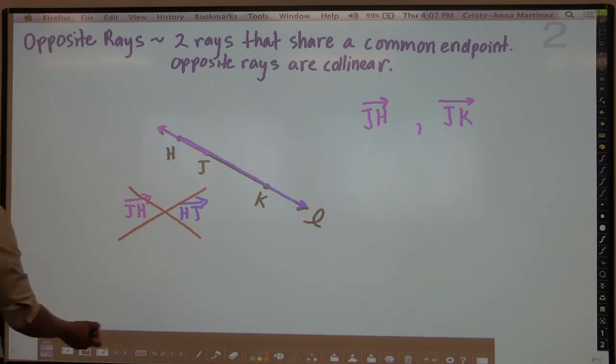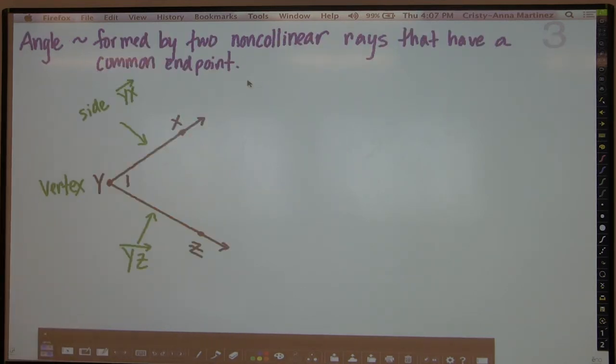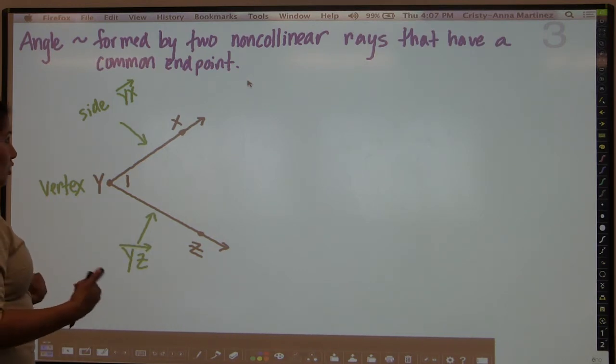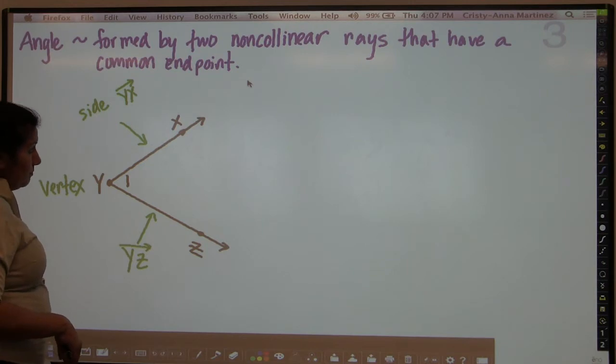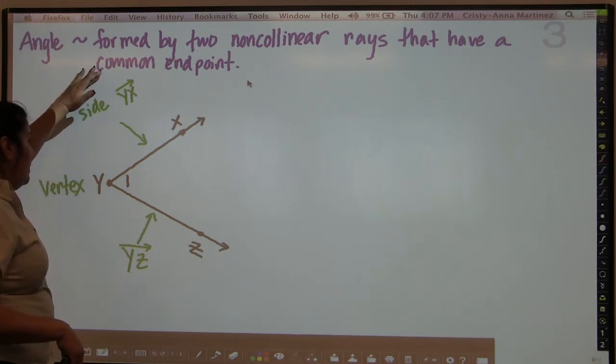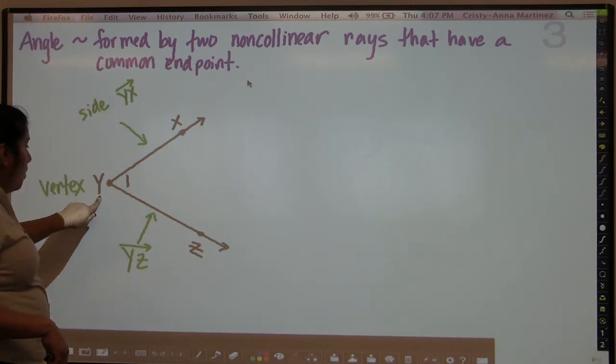And then we have our next vocab, which is all about angles. An angle is formed by two non-collinear rays. Earlier we said that opposite rays are collinear. Now we're looking for rays that are not collinear, but they still have a common endpoint. And here's my common endpoint, which is Y.